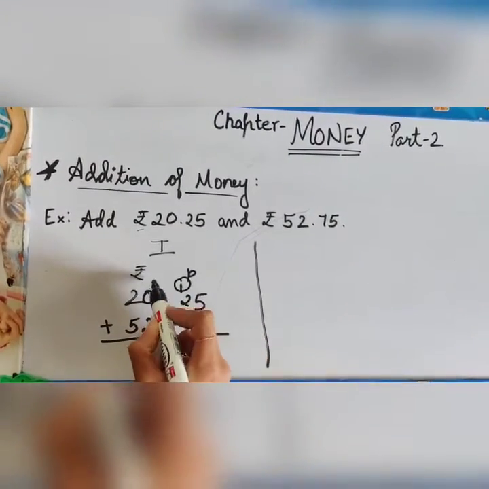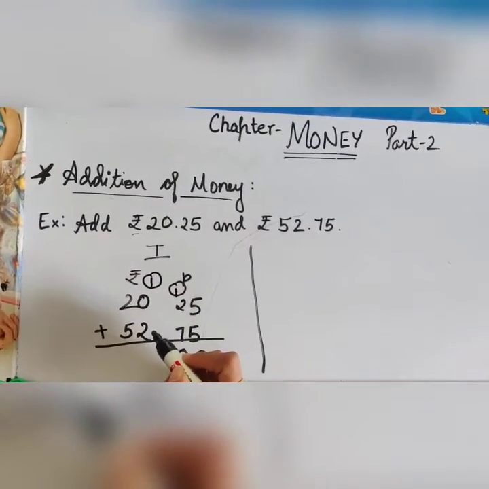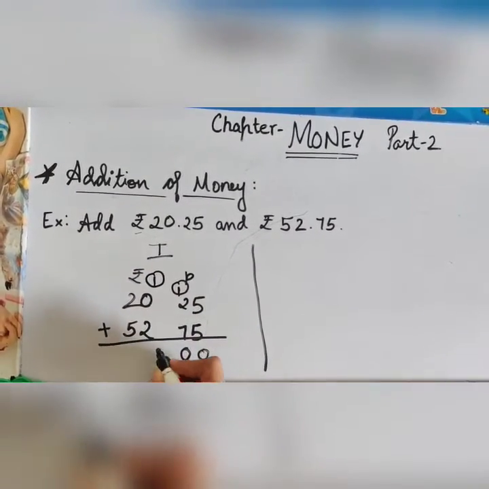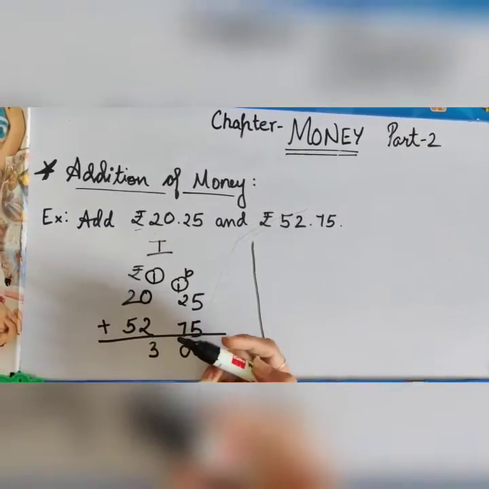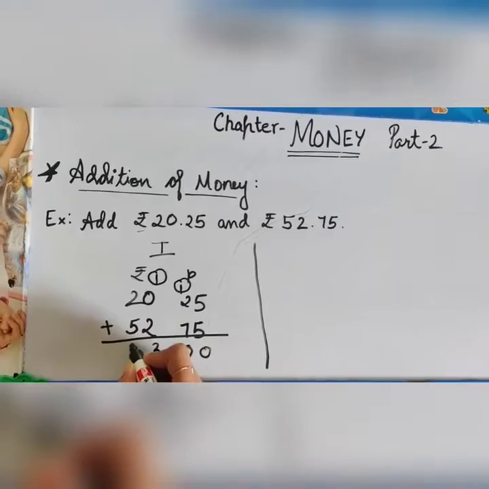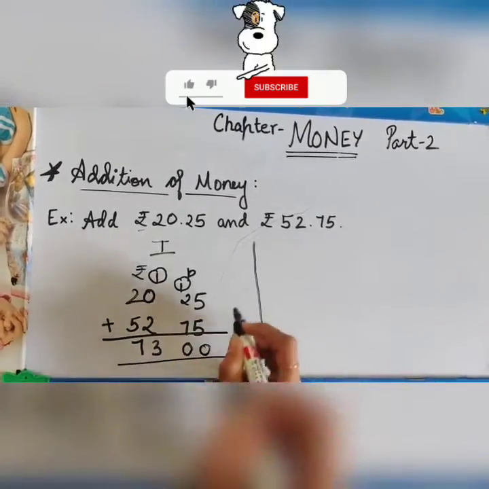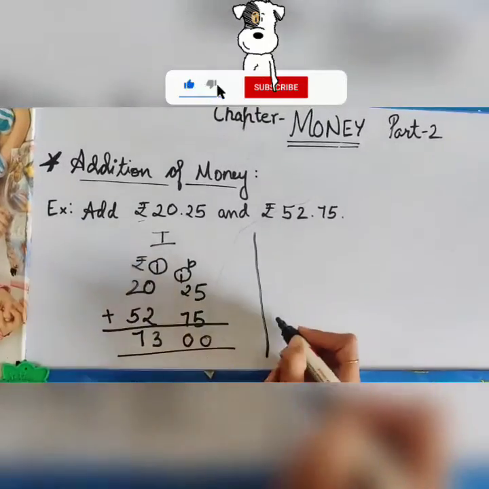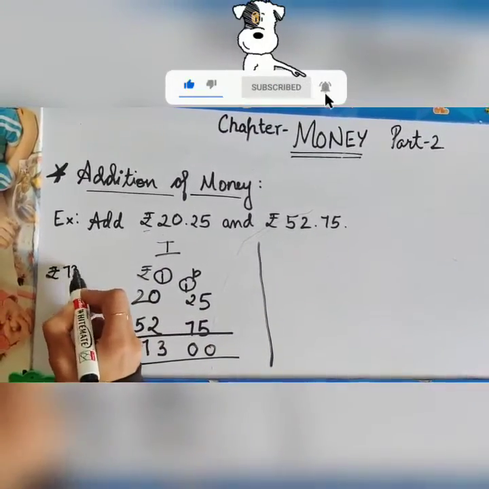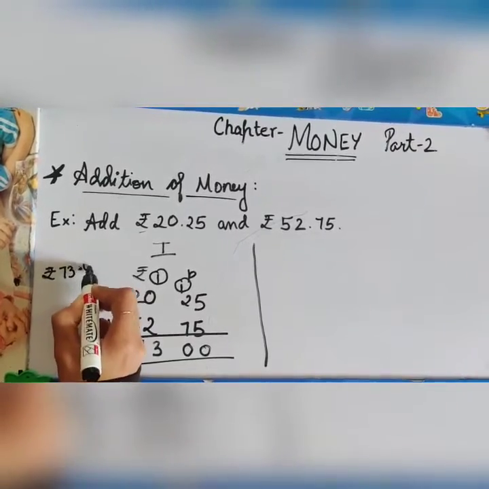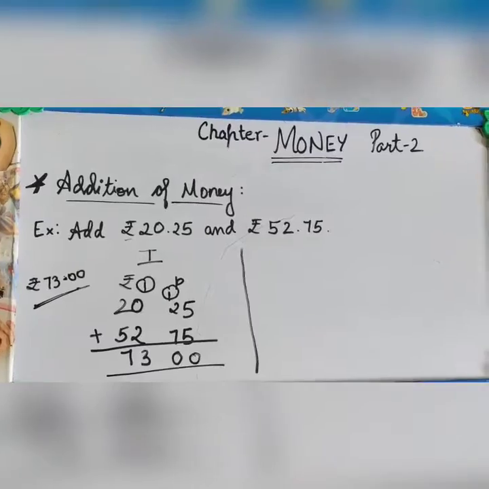So 0 will come here and 1 carry over. 1 plus 0, 1. 1 plus 2, 3. Here we will write 3. Now 2 plus 5, 7. So we will write 7 here. What is our answer? Our answer is rupees 73.00. It is 73 rupees.